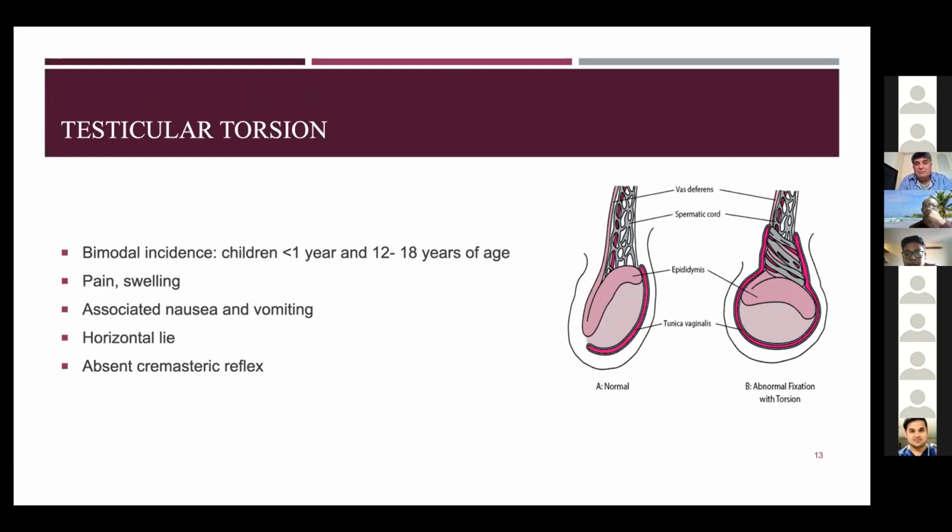It is reported that twisting of up to 180 degrees usually causes venous outflow obstruction, and the swelling starts. Torsion of more than 180 degrees can cause arterial flow obstruction as well. There is usually associated nausea and vomiting along with the pain. As shown in the figure, the torted testis usually lies in a horizontal plane as compared to the normal testis, and the cremasteric reflex is usually absent as well.